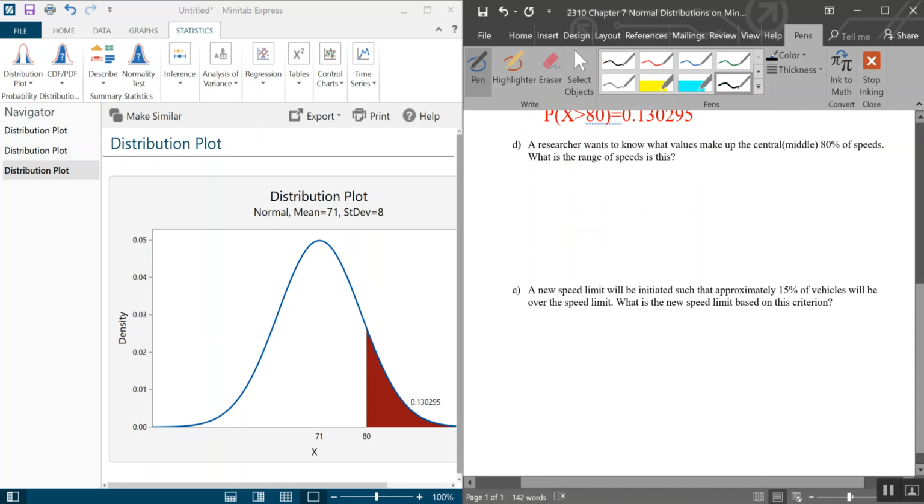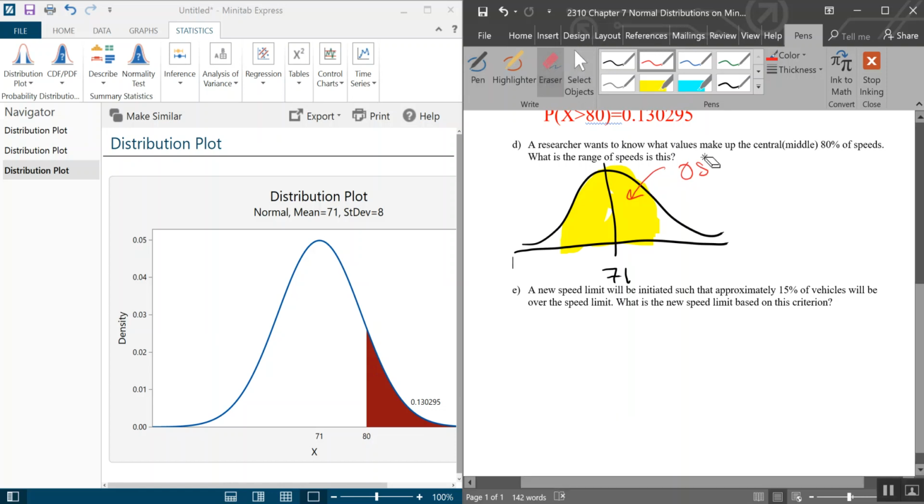I want to draw a picture of what's happening here. So we've got our normal distribution. The center is 71. I'm just drawing out what my distribution looks like. And I want the middle 80% of all data. So I want to shade the center so that this area right here is 80%, or 0.8. I want this area in the center to be 0.8.